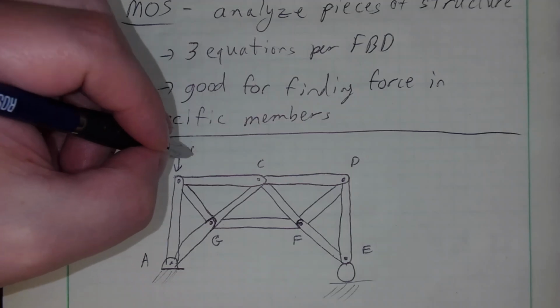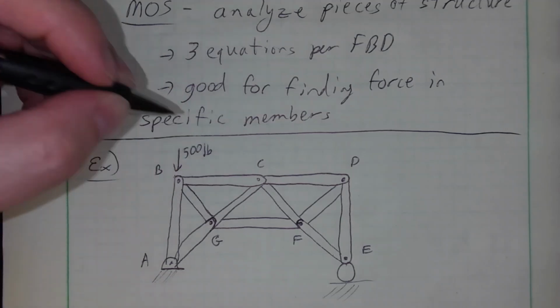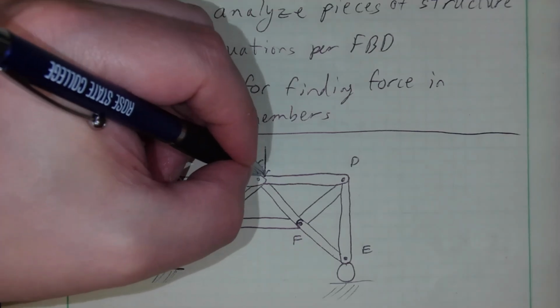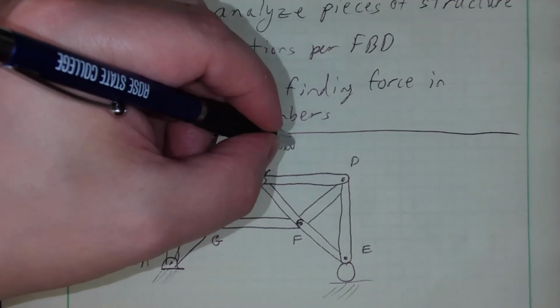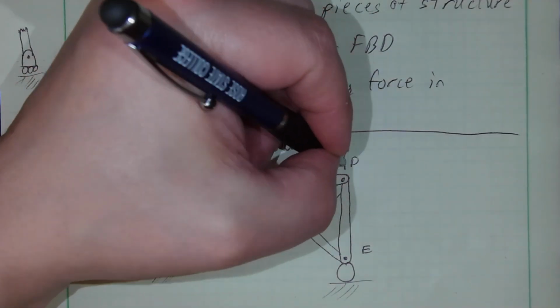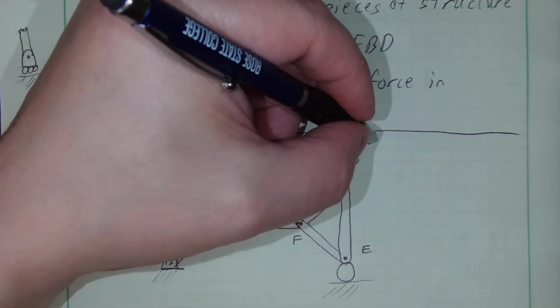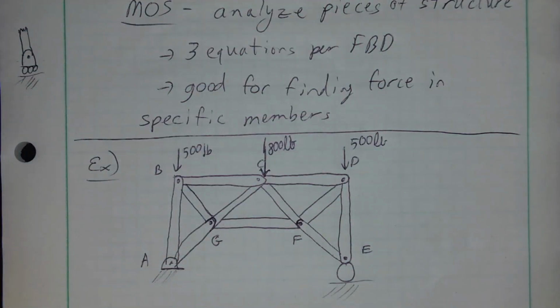There's 500 pounds vertically down applied at point B. There's 800 pounds applied vertically at point C, and then another 500 pounds vertically down at point D. So these are the forces applied to this thing.